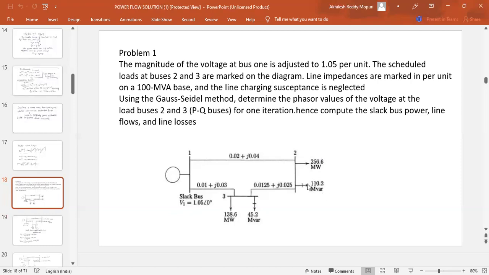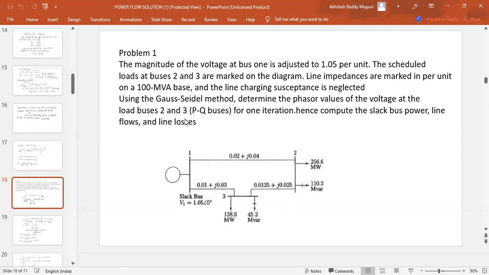Megavolt ampere is a unit of Q. So P and Q are given; the second bus is a PQ bus or load bus. Here, for the third bus, they have also given P and Q, so the third one is also a PQ bus or load bus. Now the line impedances are marked in per unit on a 100 megavolt ampere base. The base value they have given.